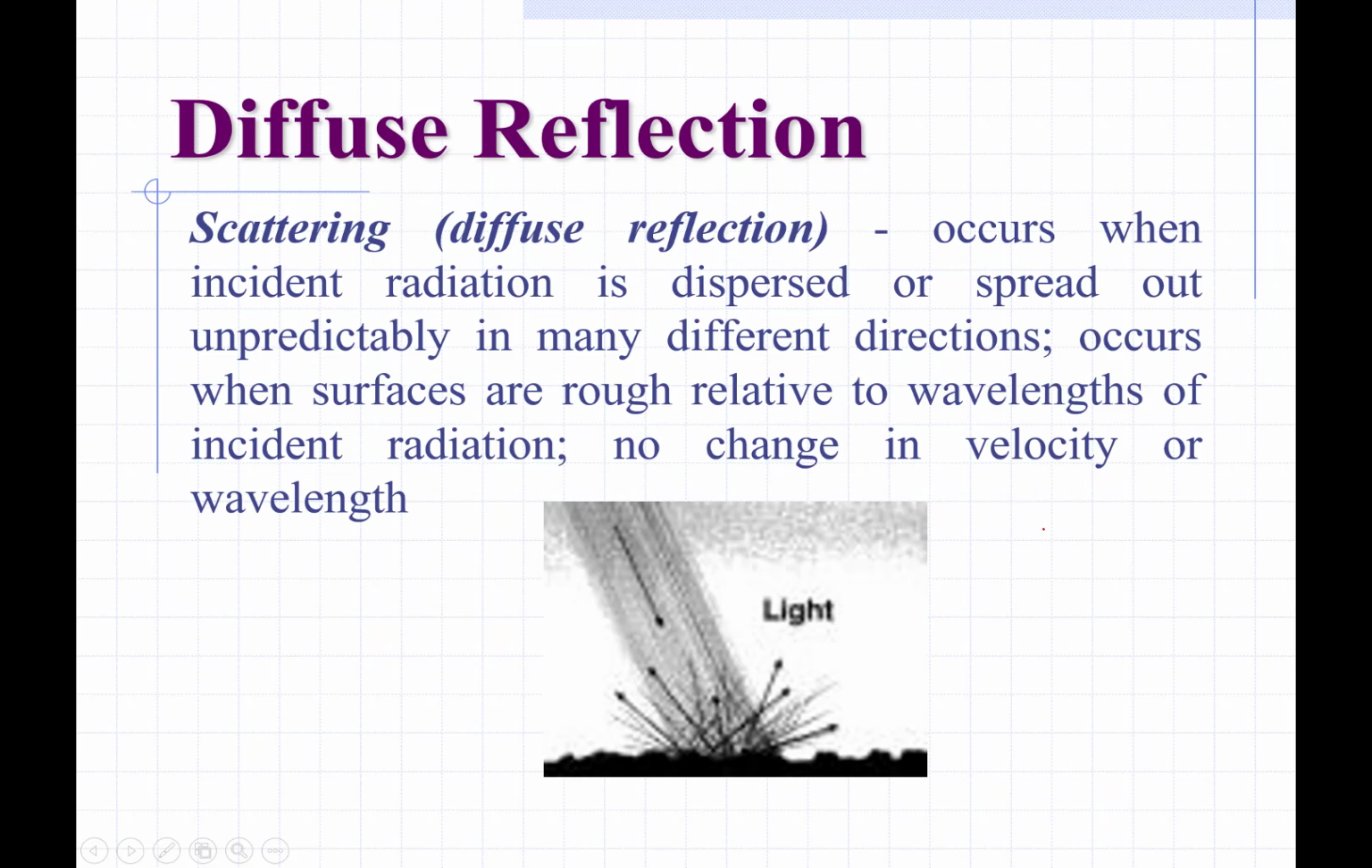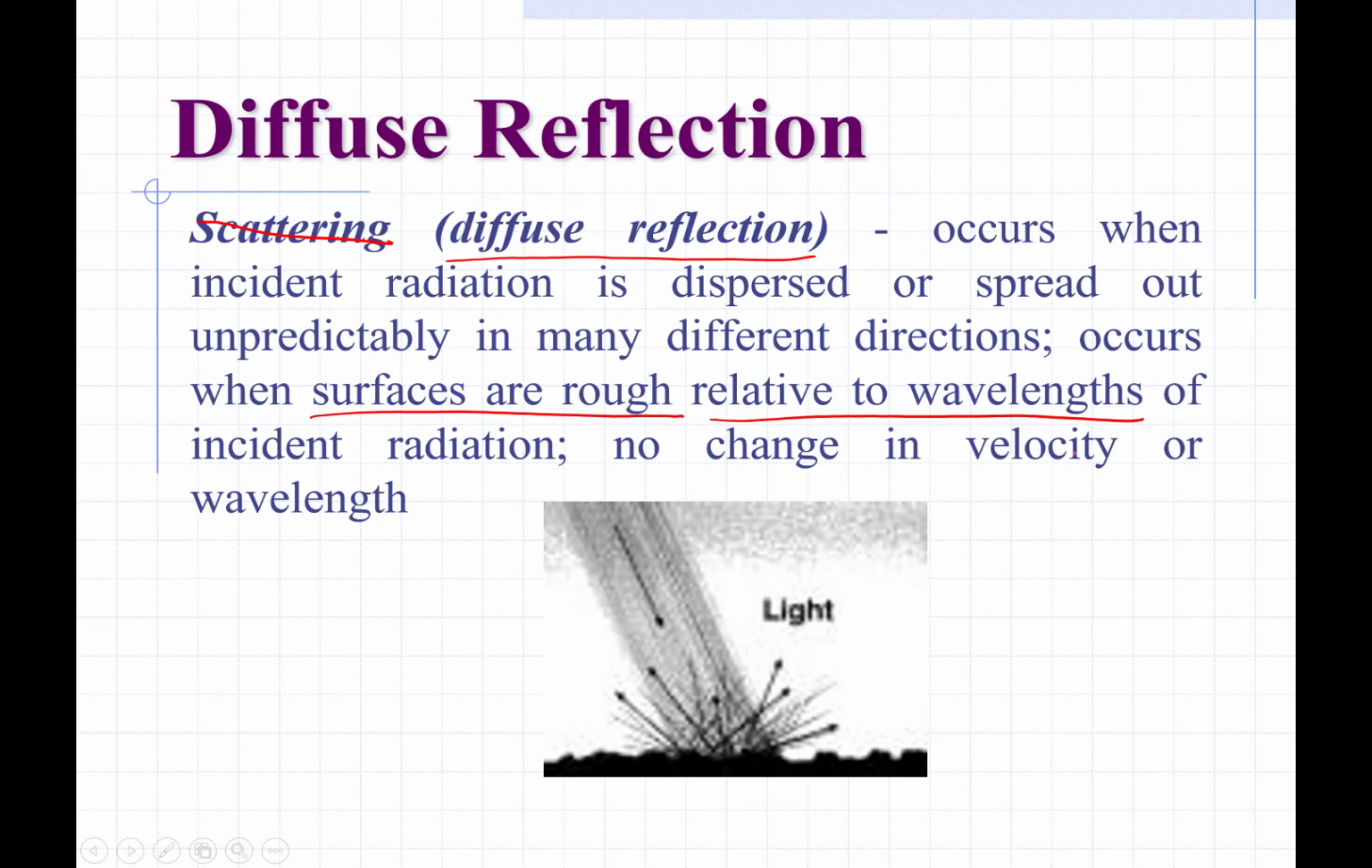The other type of reflection is diffuse reflection. I'm going to just cross off scattering for now. We'll come back to that later. Let's just stick with diffuse reflection. Diffuse reflection is what happens when our incident radiation hits a surface and it goes kind of in random directions. It's unpredictable which way it's going to reflect. And diffuse reflection happens when the surfaces are rough relative to the wavelength of the wave.